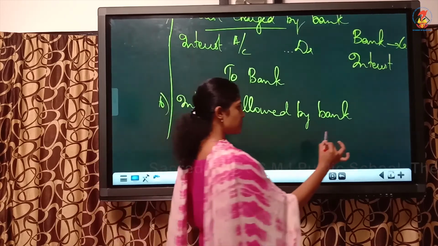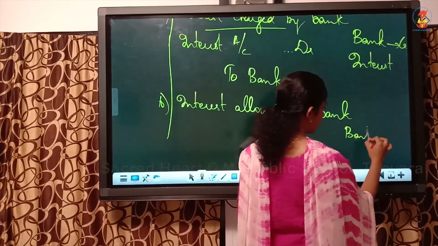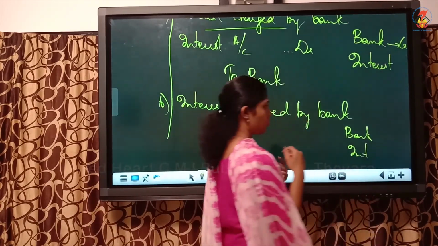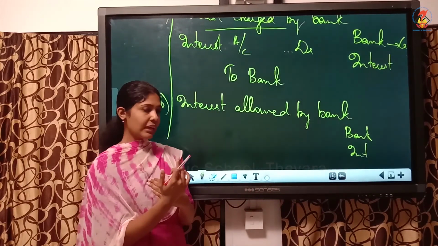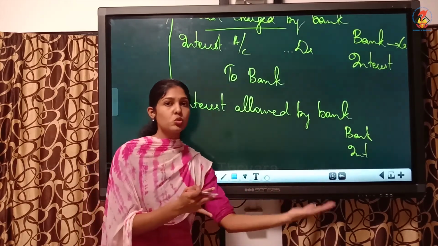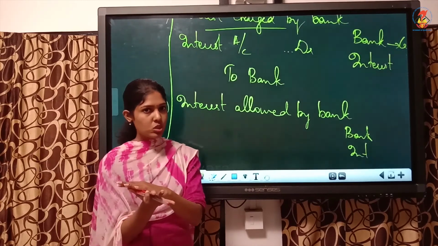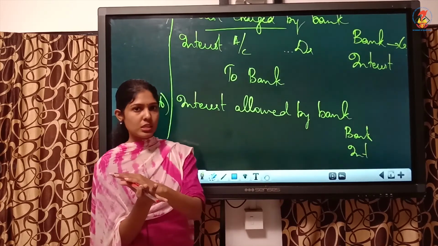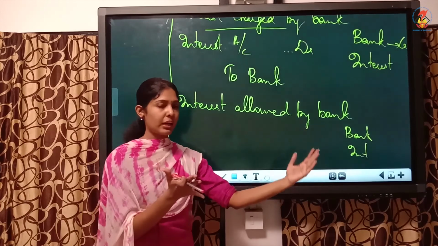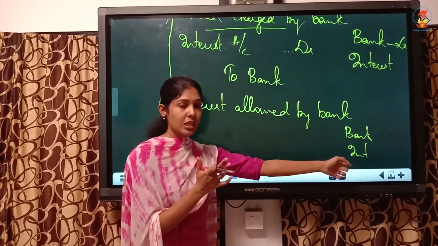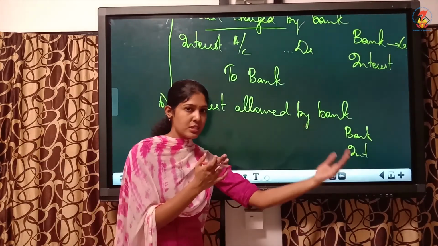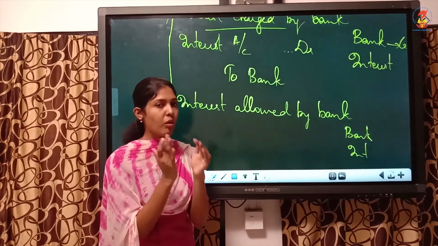So interest allowed by bank means we are getting that. So which are the two items involved here? One is bank and the other is interest. What are we getting? The interest is what we are getting. How we are getting? It is to our bank account. Understood? So what comes into the business or what comes in is actually the bank account. Don't debit interest account. Did you understand? Interest we are getting in the form of bank.